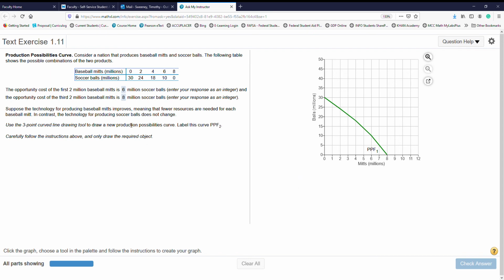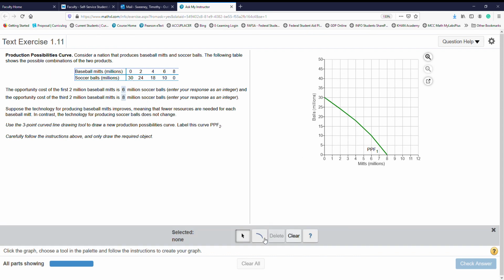There is one exact point you can put on this new curve, and that is where it starts at 30 soccer balls, right? Because zero mitts. Well, nothing has changed for the soccer ball production, right? Soccer production and resources are the same, right? So if I don't produce any mitts, nothing has changed. So I'm gonna start here at the 30. So I'll get my drawing out here. And so at zero mitts, I'm still going to have 30 soccer balls.